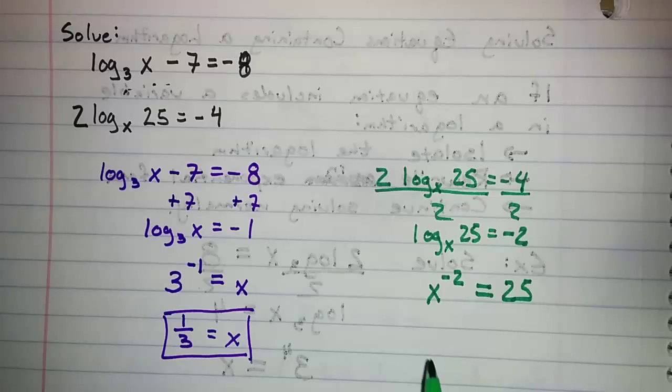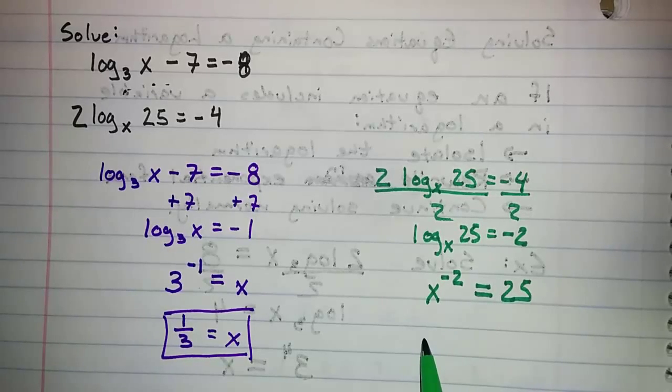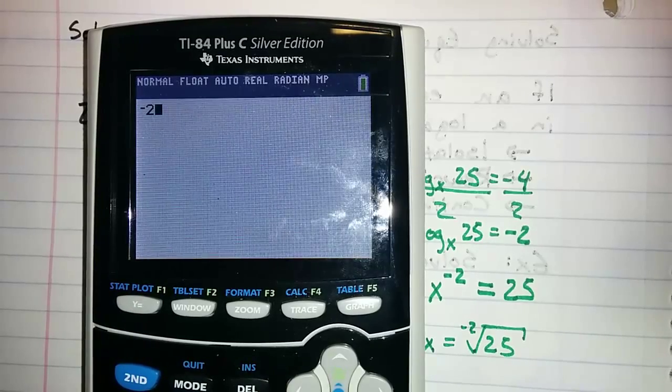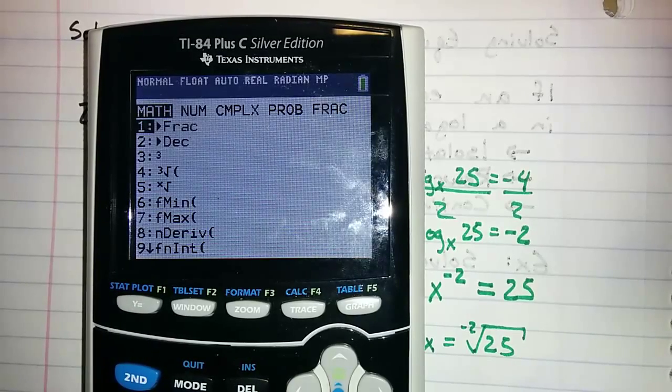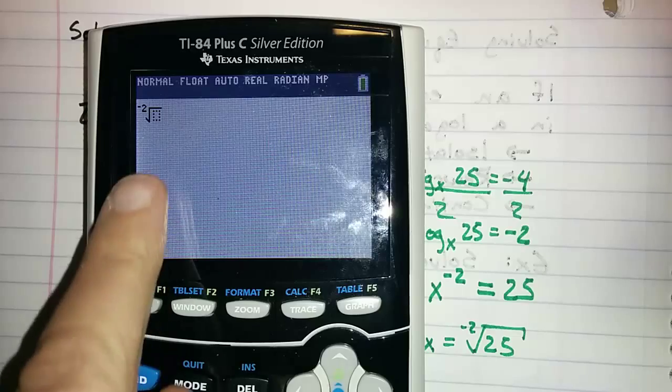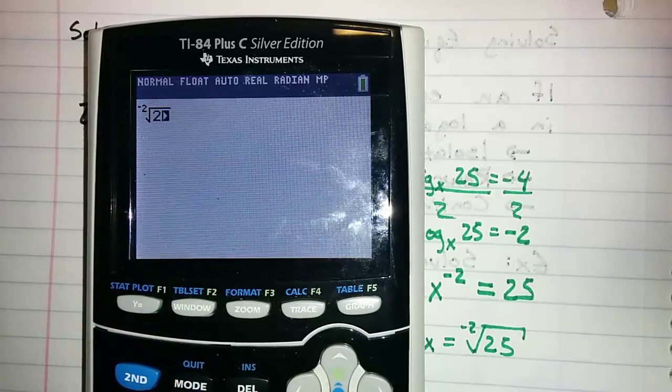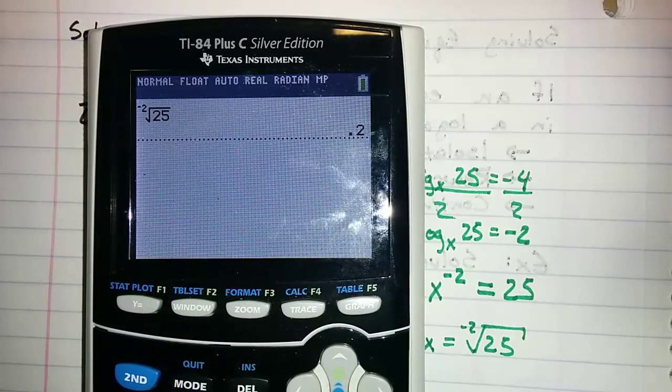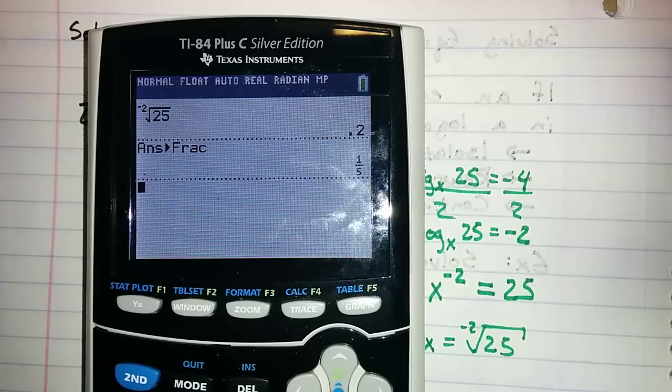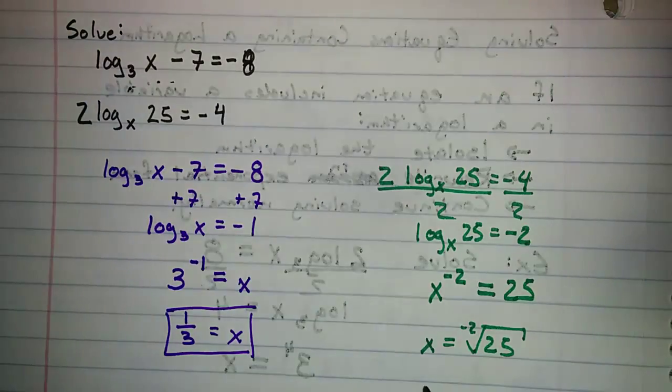Let's see if I can do a negative 2th root. That seems weird, but let's see if I can do it. I'm going to say negative 2 root x, 25. Yeah, that seems to have worked. Convert that to a fraction. It's 1/5. That was easy.